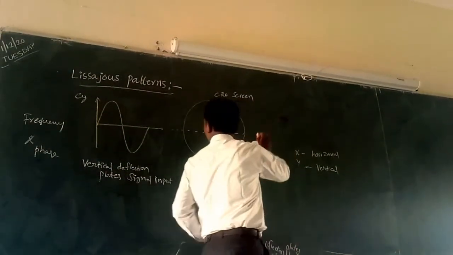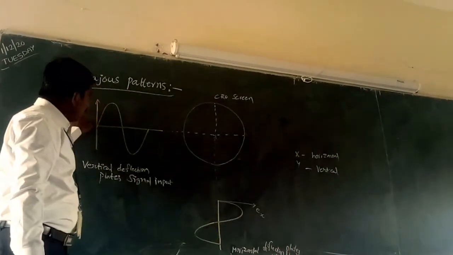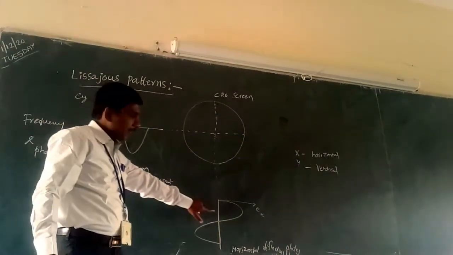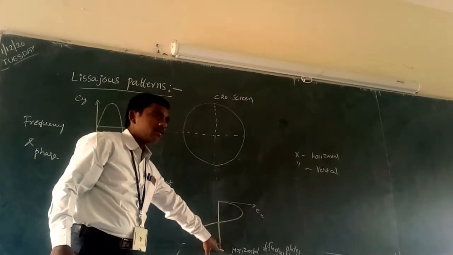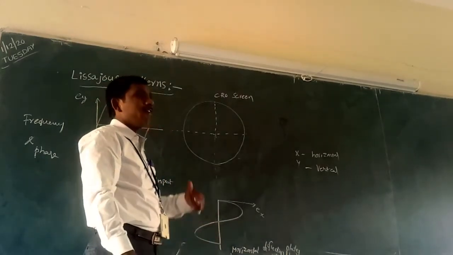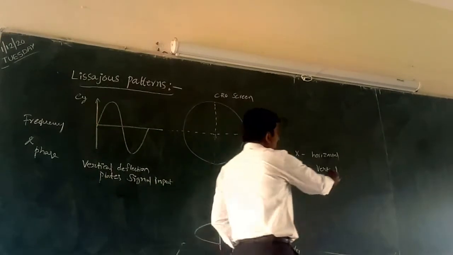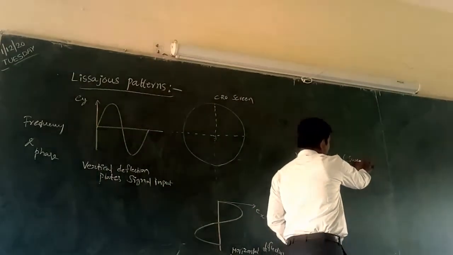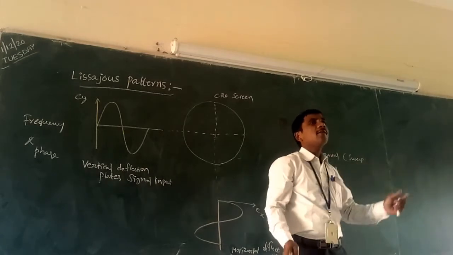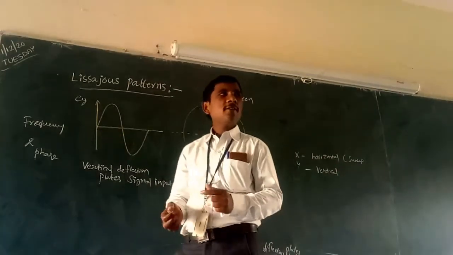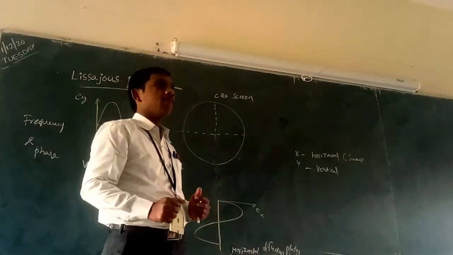Suppose you want to see a signal. EY is the signal applied to the vertical deflection plates. EX, assume that it is a signal applied to the horizontal deflection plates. Horizontal deflection plates are always given by the sweep generator. The sweep generator output is always given to the horizontal deflection plates. But in case of Lissajous pattern measurement, we are applying XY mode in the CRO.